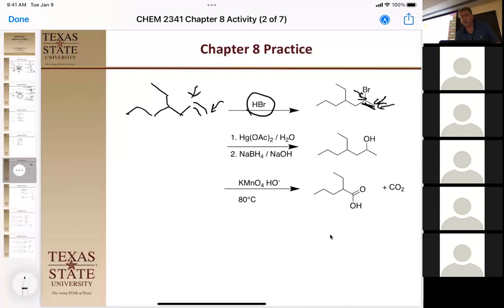Okay, so if we look at this one right here, oxymercuration, demercuration, so that means we'll probably, again, have our double bond on our end here because the mercury is going to be attached to one carbon and the OH is going to come to the more substituted carbon.